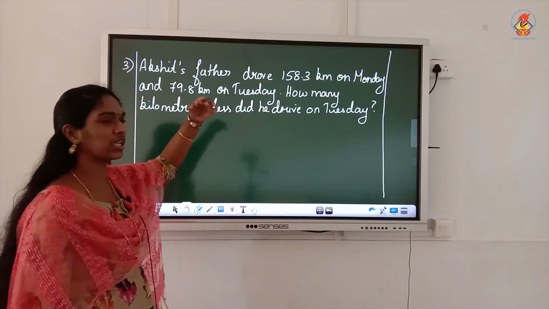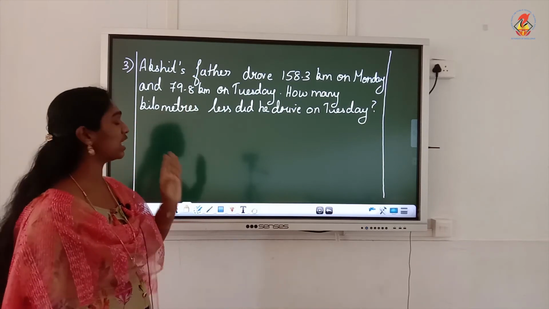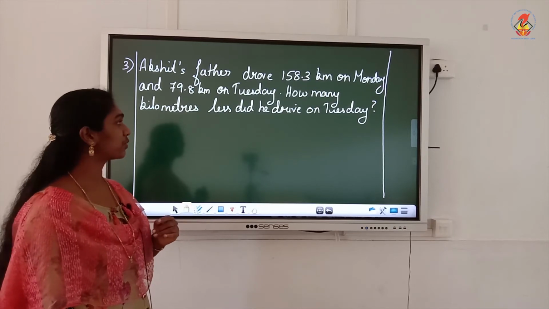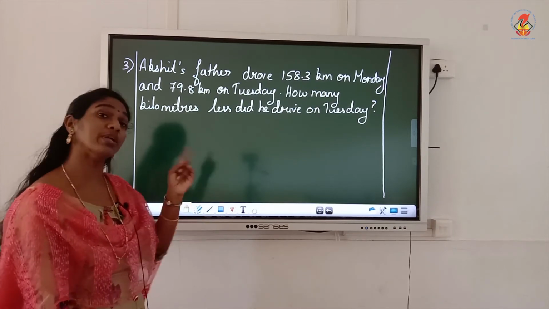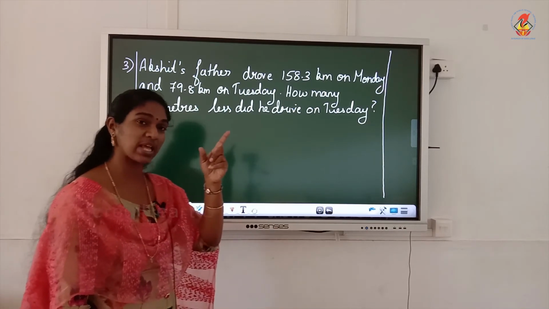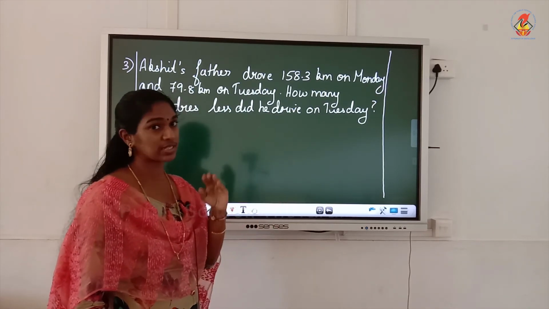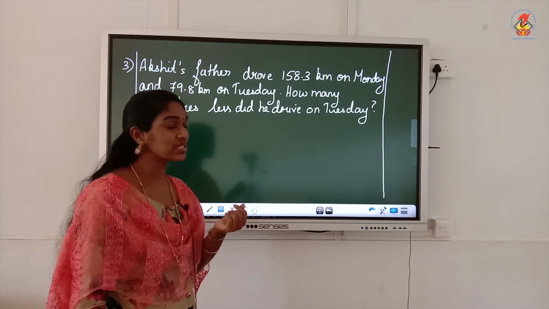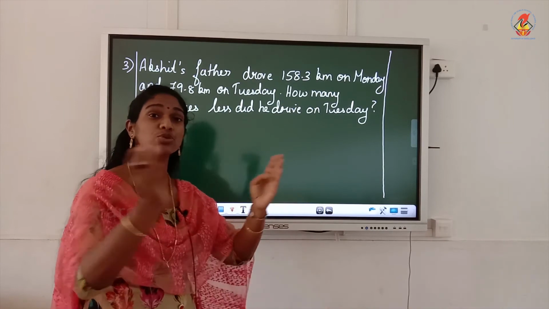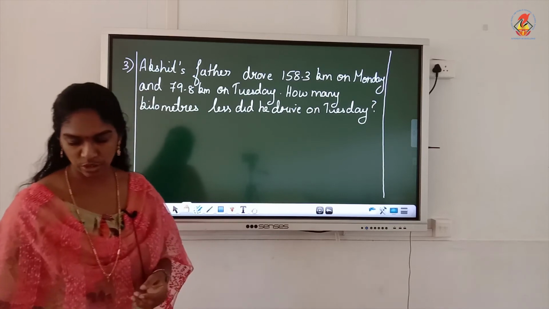We know on Tuesday he drove only 79.8 kilometers, less than Monday. They are asking you how many kilometers less? Remember these types of questions? How much less? How many more? All these come under subtraction. So how many kilometers less did he drive on Tuesday? There is a comparison between Tuesday and Monday. When there is a comparison, it is a subtraction problem. So you can write the statement.